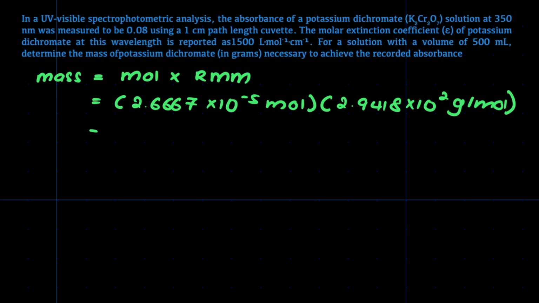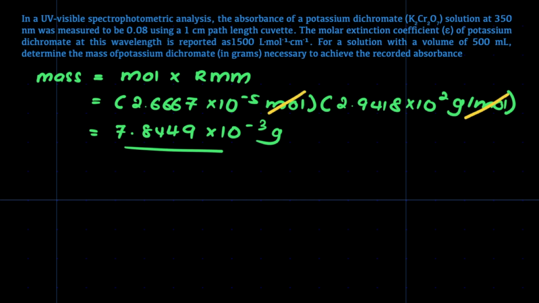Hence, you will get the mass is equivalent to 7.8449 times 10 to the power of negative 3 grams. So how do I get the gram? So here we have mole and then per mole, so you can slash that out, you will end up with the unit gram. So this is the final answer for this question.